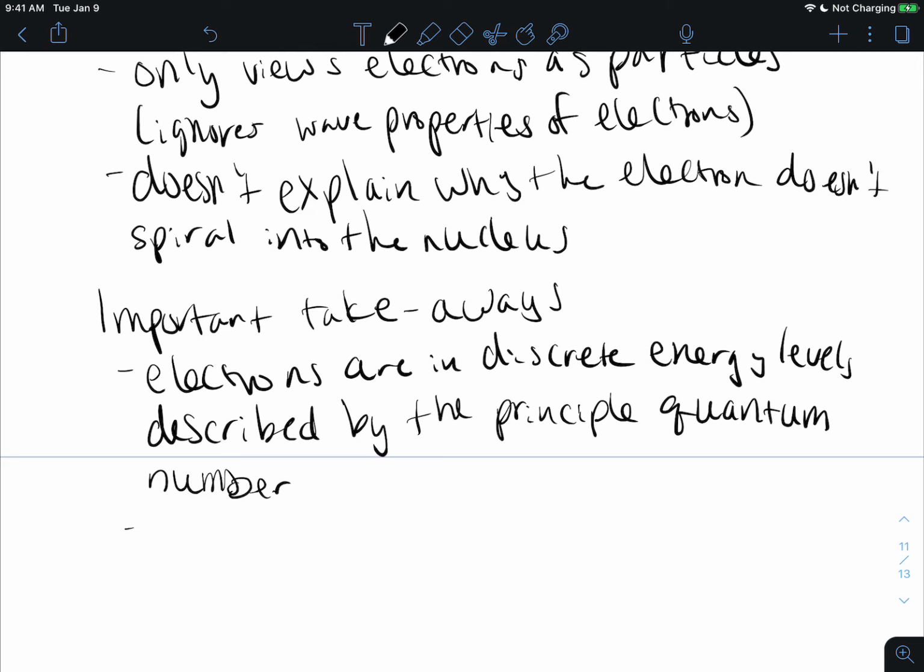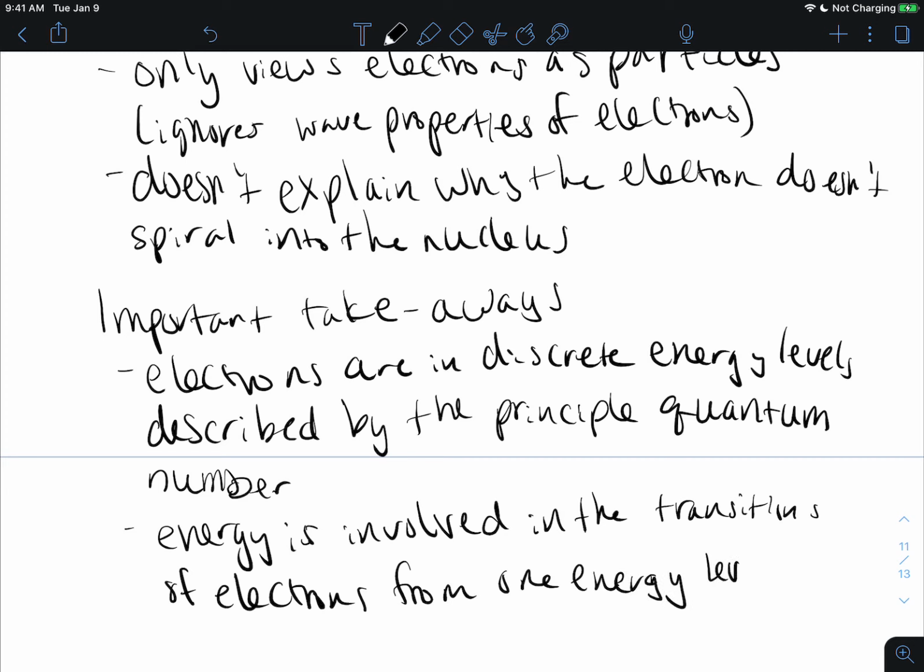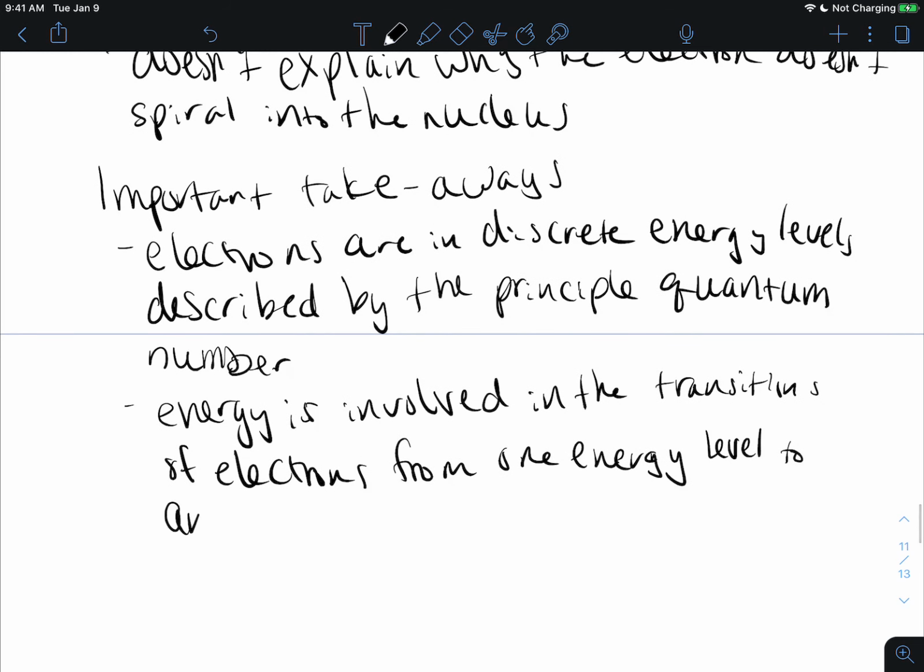And then the idea that energy is involved in the transition of electrons from one energy state or energy level to another. Okay, and that this transition requires a minimum amount of energy.